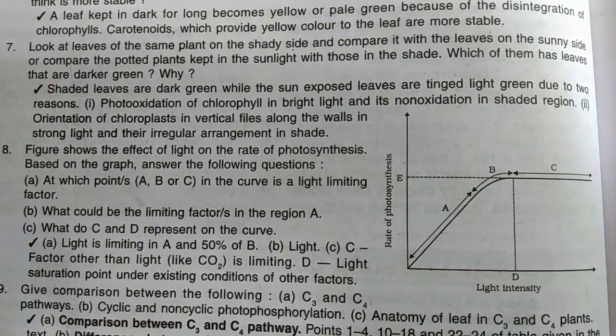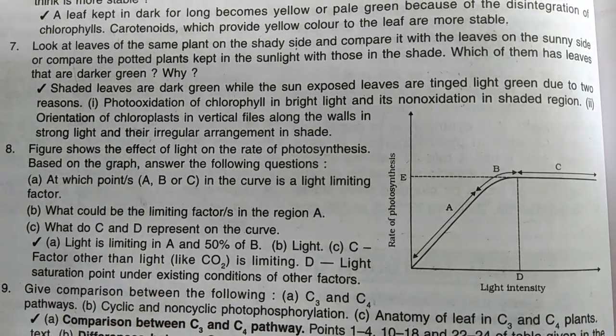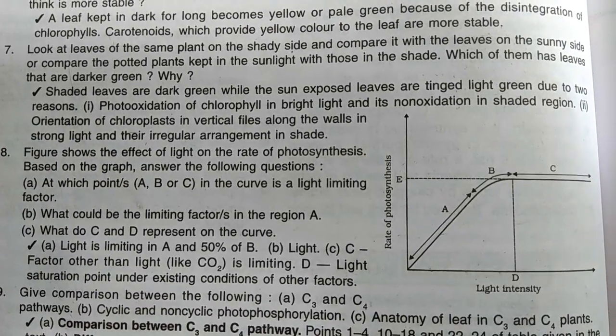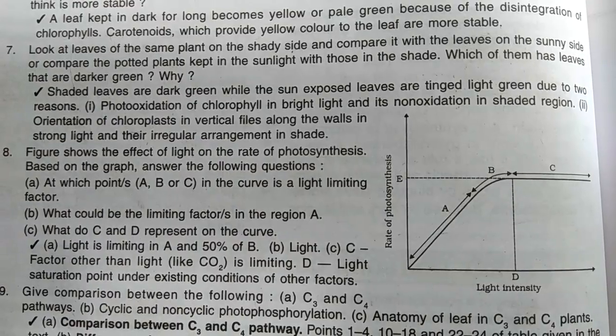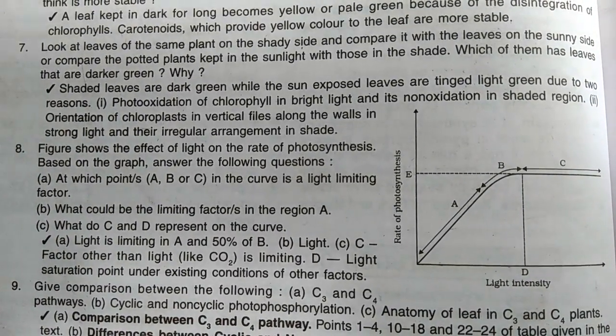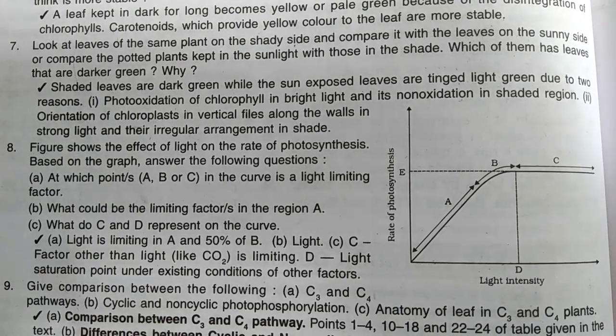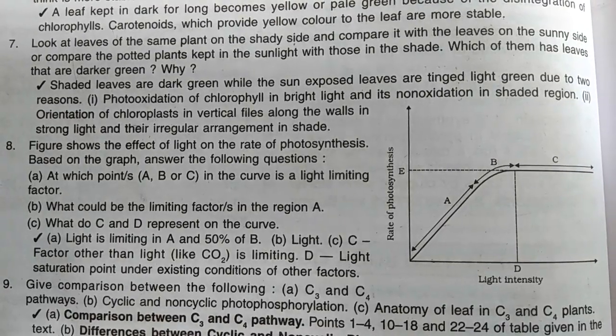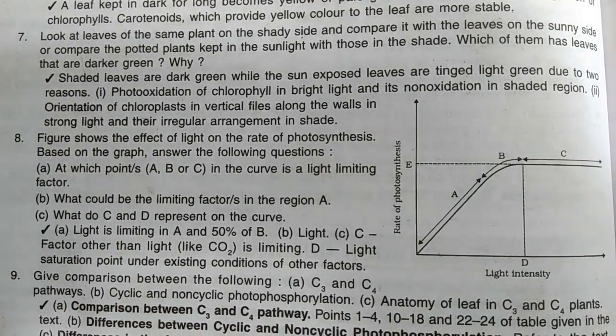First is photooxidation of chlorophyll in bright light and its non-oxidation in shade region. Second is orientation of chloroplasts in vertical files along the walls in strong light and their irregular arrangement in shades.